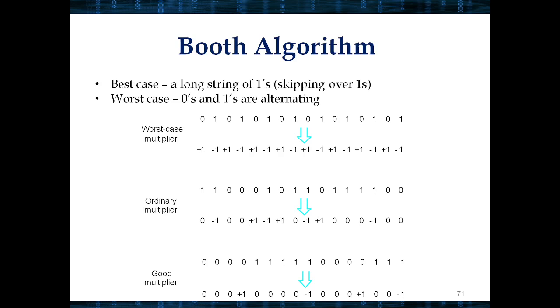So mainly Booth's algorithm is used to speed up the multiplication process. That is what Booth's algorithm is. The main advantage here is that we can use Booth's algorithm for both positive and negative numbers. That means we can use this algorithm for signed number multiplication.